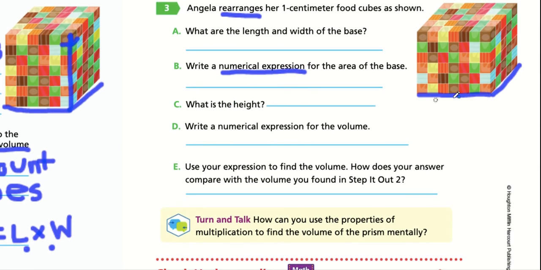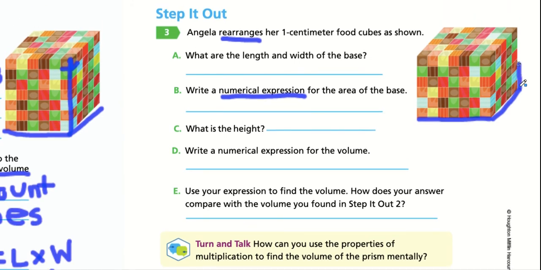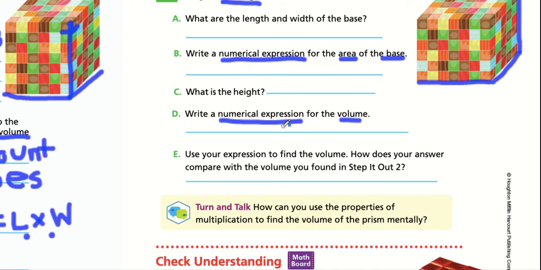Finally, for Part C, it asks you to find the height. That could be right here, honestly. Anything that's going up is the height. Then it wants you to write a numerical expression again, but this time it's going to be for the volume. Here is for the area of the base. Here it's just for the volume of the entire figure. Finally, use the expression that you made for Part D to give you the volume. So now you're going to solve the expression you wrote, and you're going to give the answer here.